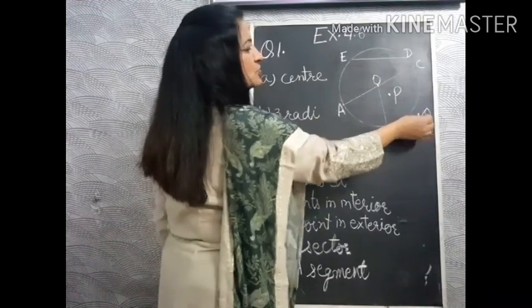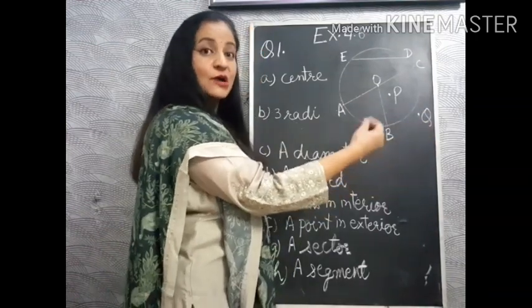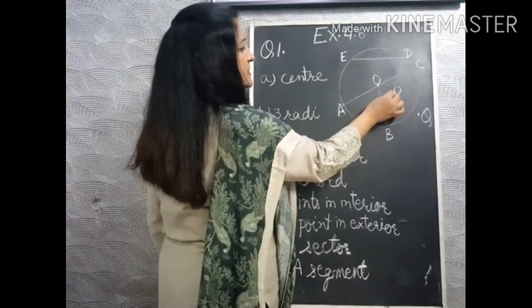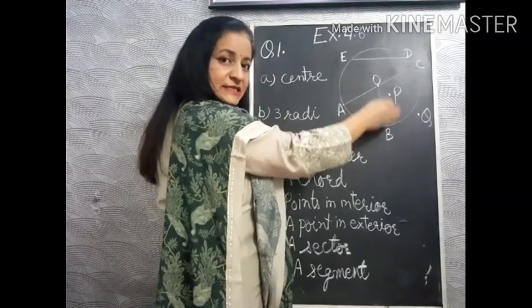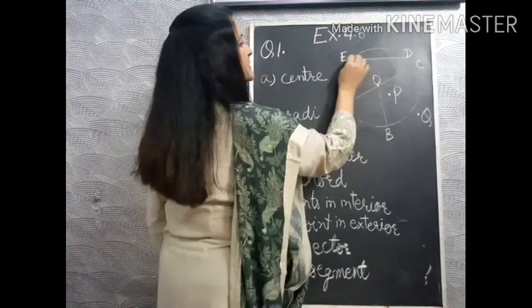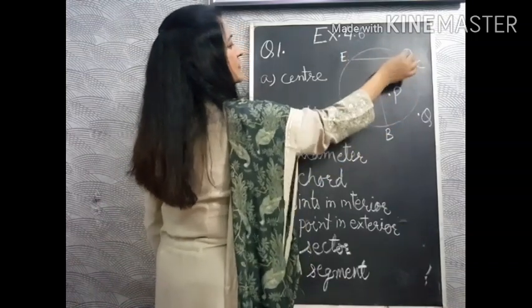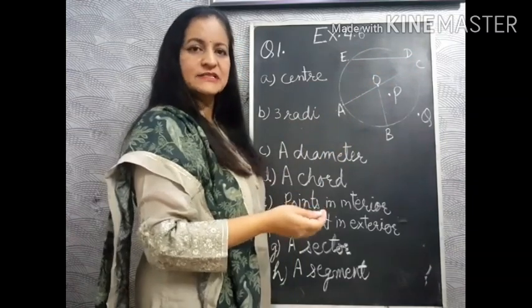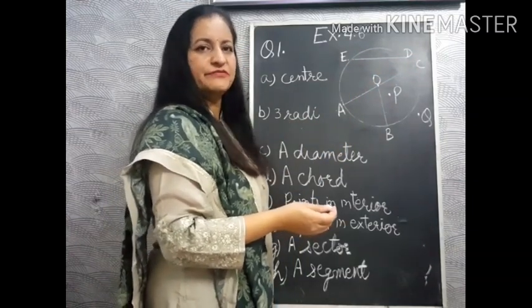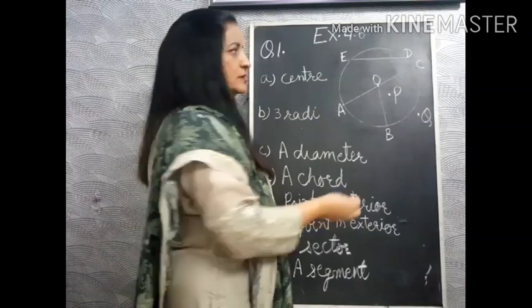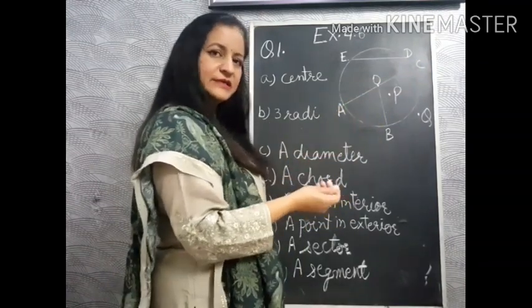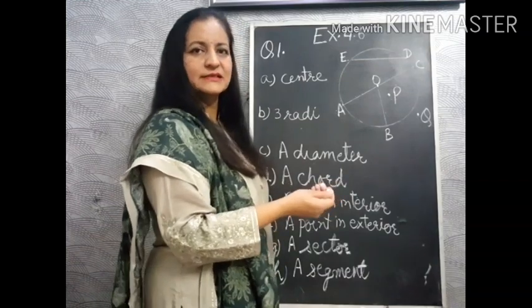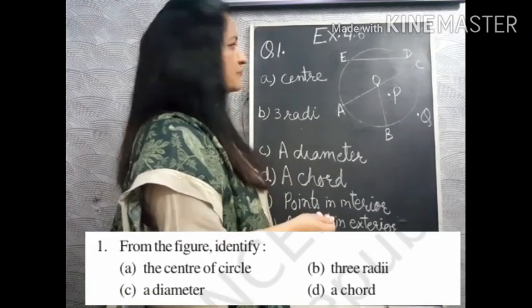Here is a point Q which is exterior, outside of the circle. One point is P which is in the circle, interior of the circle, and there is one chord ED. Chord is any line which touches the circle at two given points, that is called chord. So in that way AC is also a chord. Diameter is the biggest chord of the circle. Now we come to the questions of this.